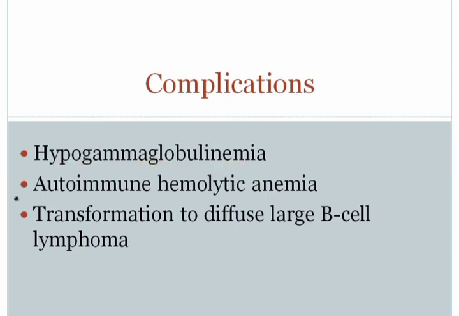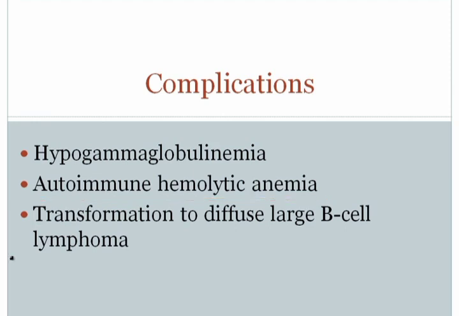Another complication of CLL is autoimmune hemolytic anemia. Not only will these cells not make very much immunoglobulin, but if they happen to try to make immunoglobulin, they do a very bad job, and as a consequence, they actually produce antibody against the patient's own red blood cells. And so that's the way I think about autoimmune hemolytic anemia being a complication of CLL.